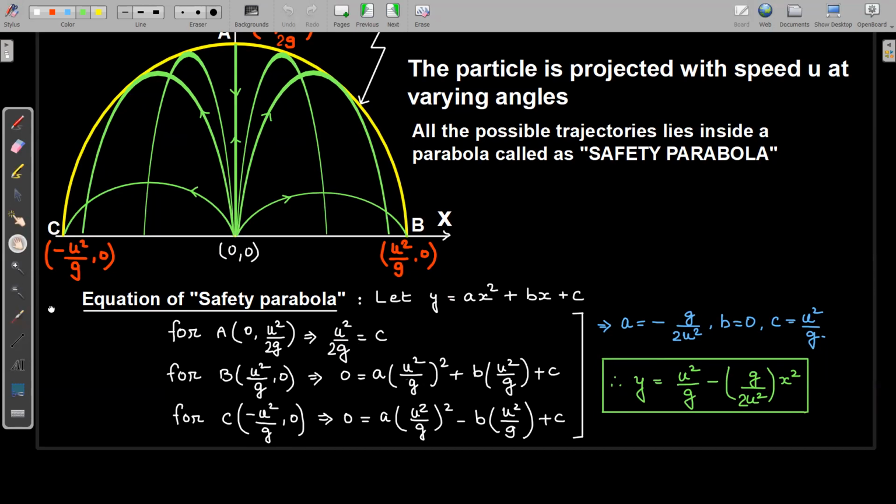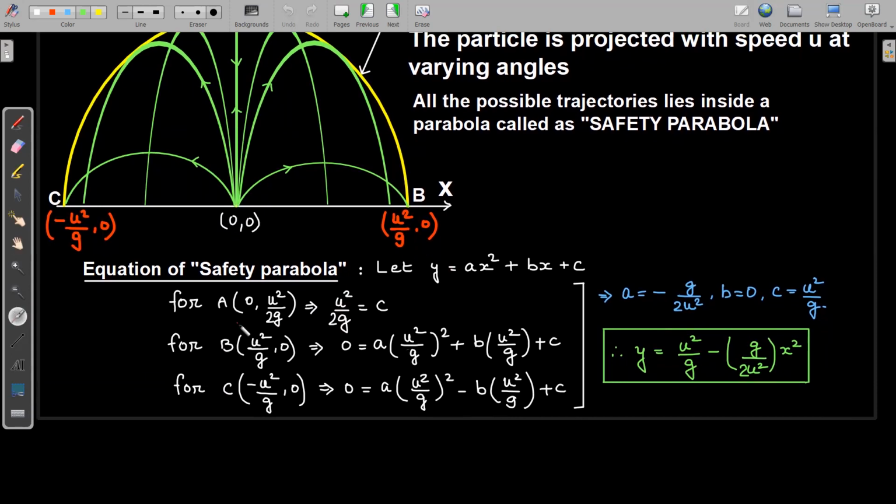Now, if you put the coordinates of B, which is u square by g comma 0, the value of y is 0 and I have replaced the x coordinate as u square by g. Similarly, for point C, you can replace the x coordinate as minus u square by g and the y coordinate to be 0. So you have 3 equations. The value of c is already known, and you can find the values of a and b. Simply, you can add the second and the third equation and you will directly end up getting the value of a.